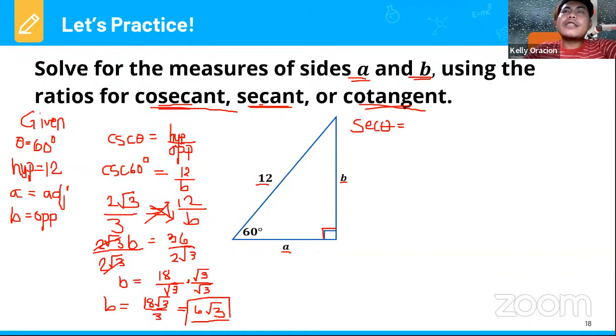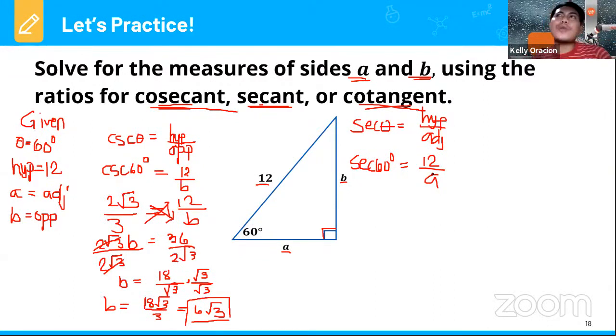Sige. So, let's continue for second. Di ba siya? Siya means hypotenuse over adjacent. Our angle is 60 degrees. Then, the hypotenuse is 12. And the adjacent. Ano yung adjacent natin? It's letter A. Yan. Sec 60 degrees is equal to 12 over A.